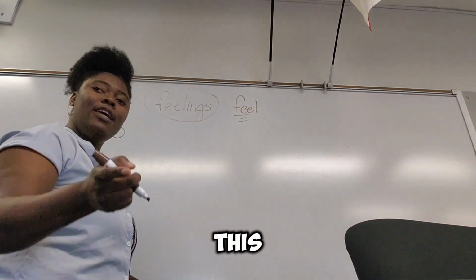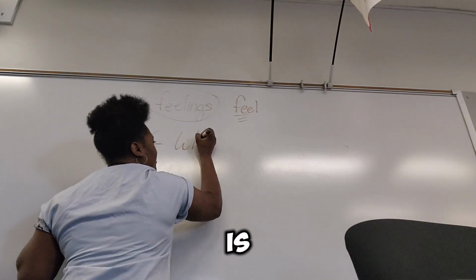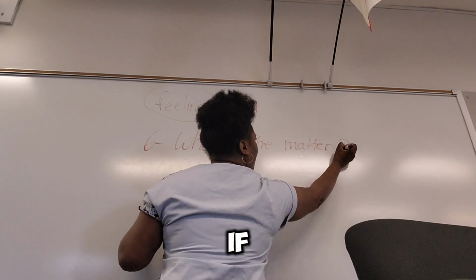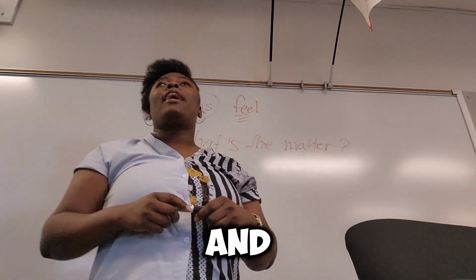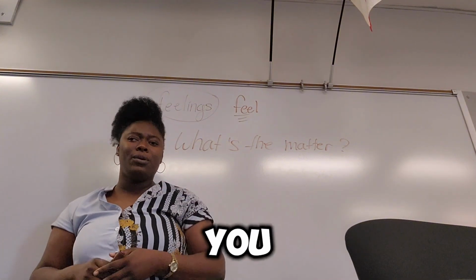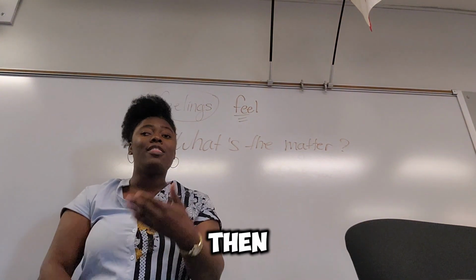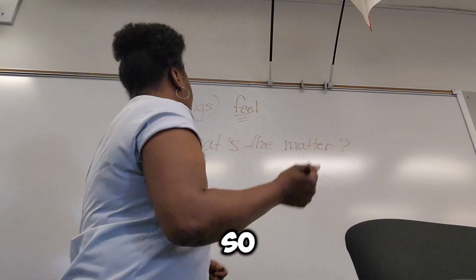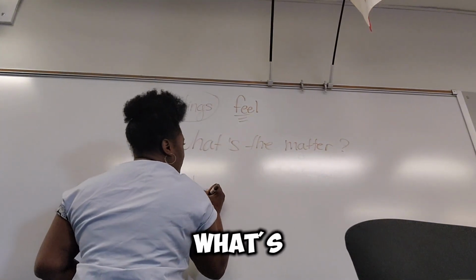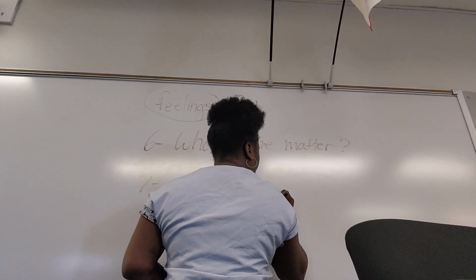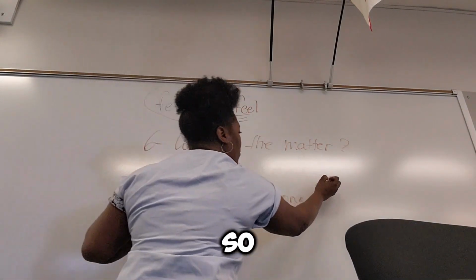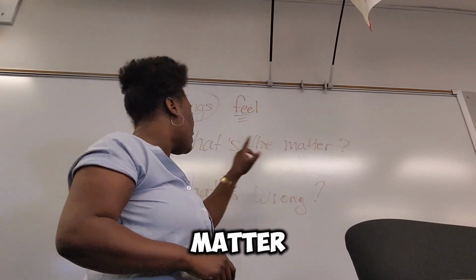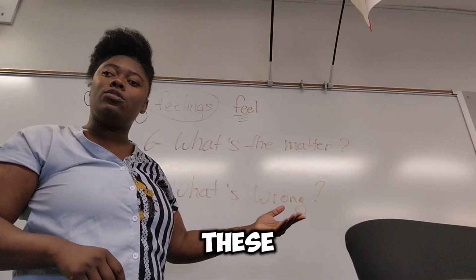So this sentence, number six, is the same as are you okay? It says, what's the matter? So if you are having a conversation with someone and you say, hi, how are you? I don't feel good today. Then the follow-up question can be, what's the matter? Number seven is actually what's wrong. These two questions are asking the same thing. What's the matter and what's wrong? And usually these are follow-up questions.